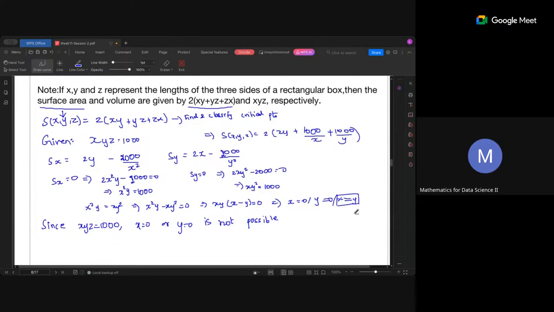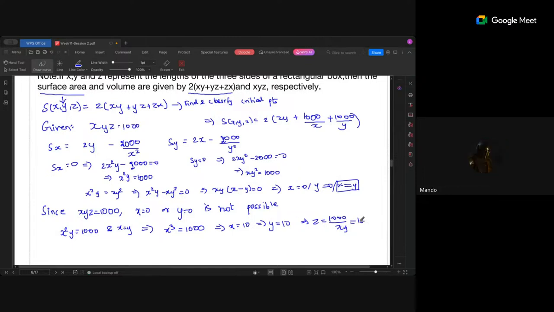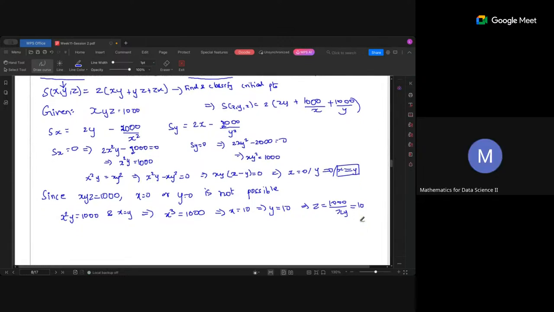Okay, now from here, what can we tell? Now x square y is equal to 1000. Now if x is equal to y, what do you get? x cube is equal to 1000. So if x cube is equal to 1000, then x equal to 10. If x is equal to 10 and x is equal to y, this implies y equal to 10. Okay, now you know that z is equal to 1000 by xy. So what is your z then? Also 10. Right? So your x, y, z all are 10.